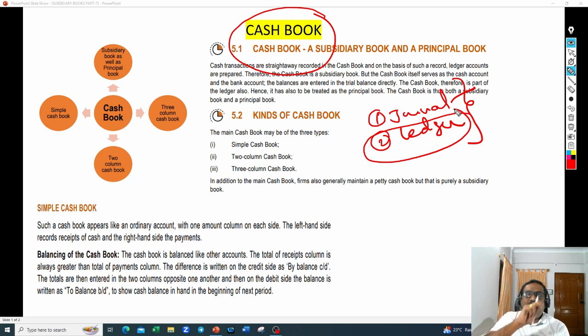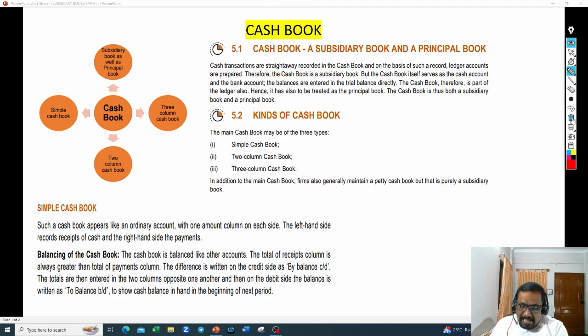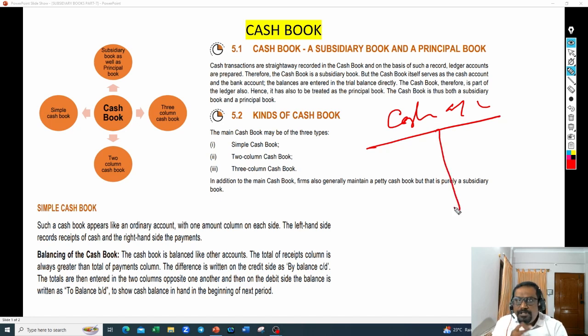Now let me come back to cash book. Why cash book is called as subsidiary book as well as principal book? That is something which we need to understand. You know, cash book will be looking like cash account only. Cash book will be looking like a cash account. Cash account and cash book, there is no difference.